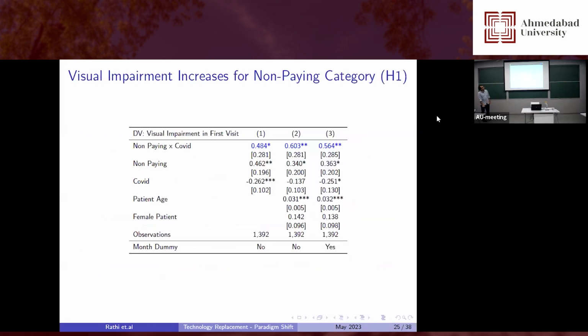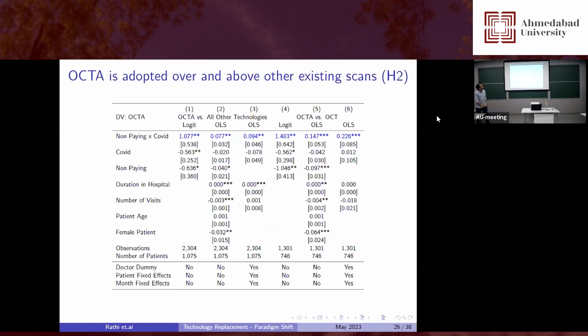Here, what we see is that visual impairment during the first visit really went up, so our first hypothesis is true. This one is impairment, so a higher number is more impaired, or less eyesight. That clearly goes up. Then the second was the non-paying cross COVID. If you look at columns 4, 5, and 6, these are OCTA versus OCT. Clearly the switch happened. The number of OCTA treatments went up in fraction more than OCT. So somehow people were switching. Why is a different question, but they were switching.